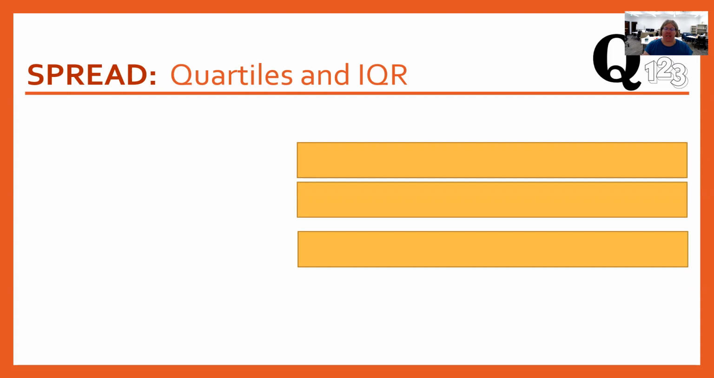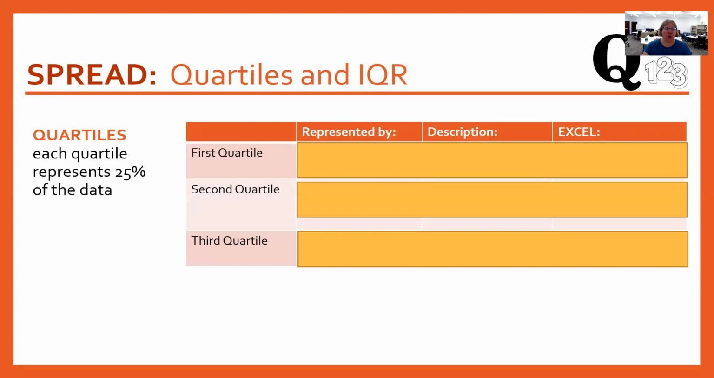Remember that the median splits our data into two groups of 50-50. The quartile splits our group into pieces of 25%, so we'll have 4 equal-sized pieces. So the definition of a quartile is that each quartile represents 25% of the data. Right? And then let's define these 3 quartiles.